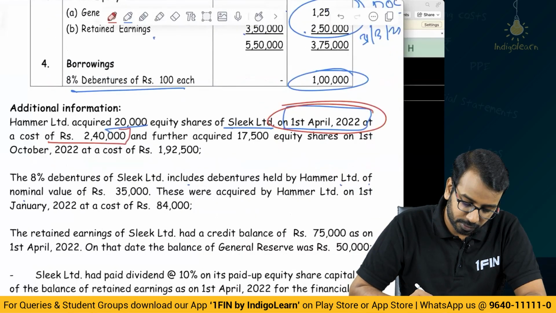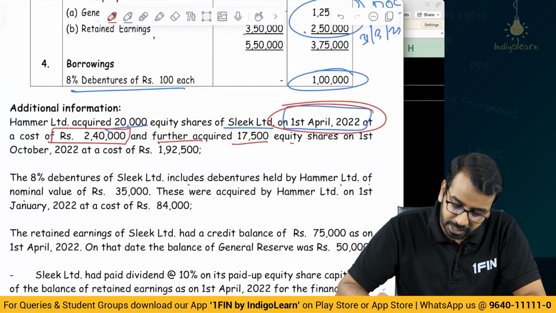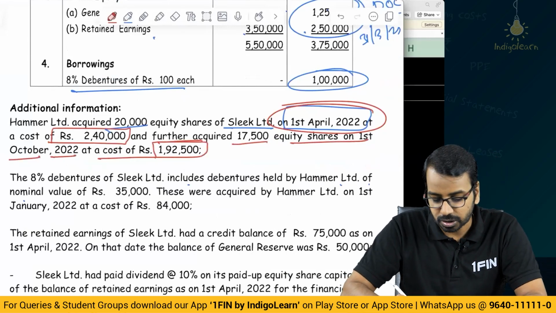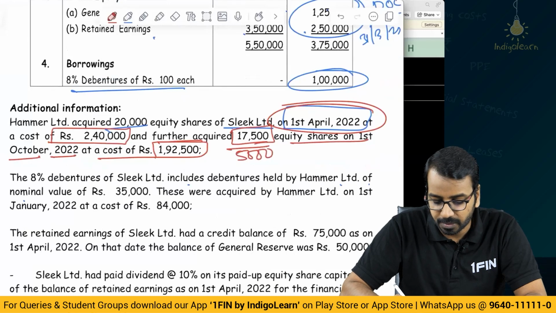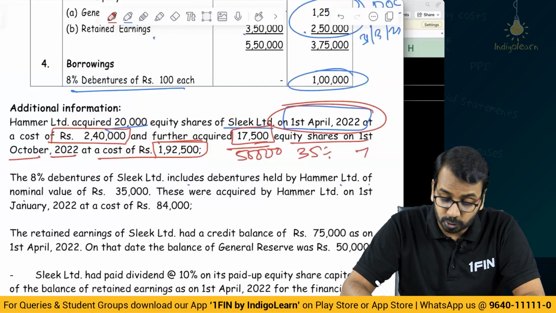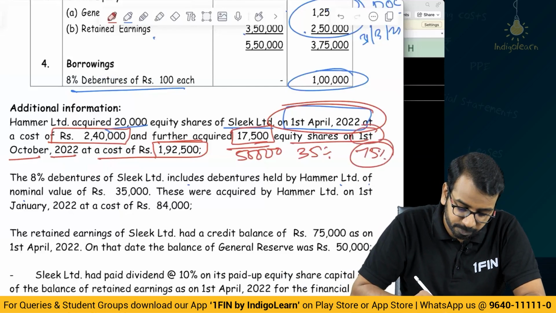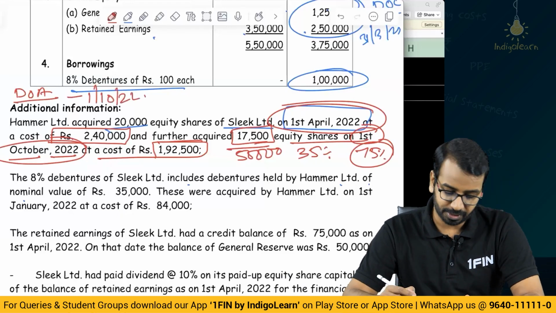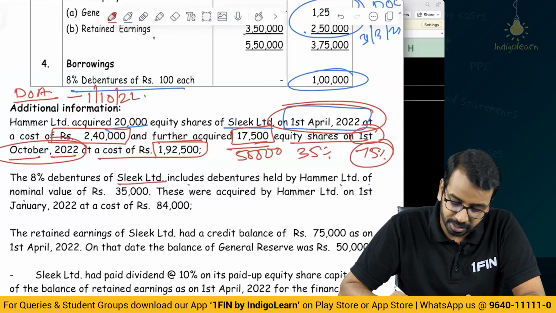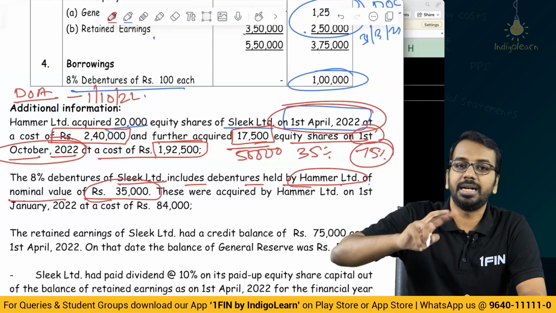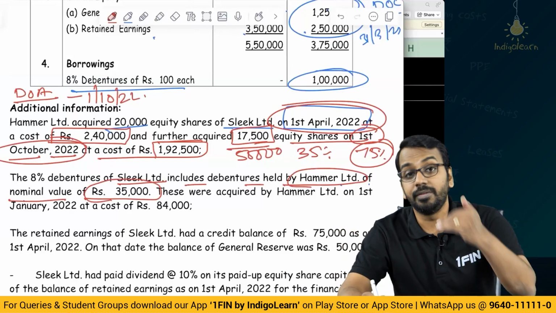Then the cost is 2,40,000 and further acquired 17,500 equity shares on 1st of October of 2022 at a cost of 1,92,500. So 17,500 out of 50,000 means how much? 35%. So 35 plus 40, total stake is 75% as on 1st of October. So our date of acquisition for subsidiary purpose is 1st of October of 22, right? Then the 8% debentures of Sleek Limited includes debenture held by Hammer Limited of nominal value of rupees 35,000. So there is an intercompany balance. What will we do? We will eliminate them.